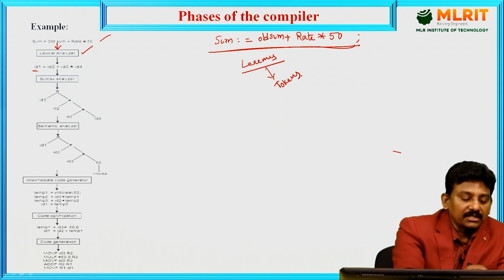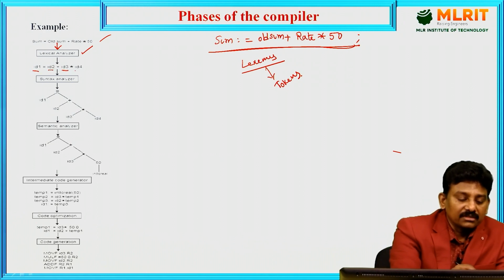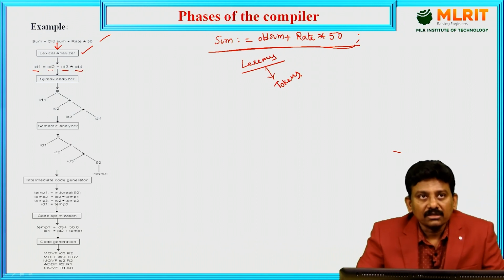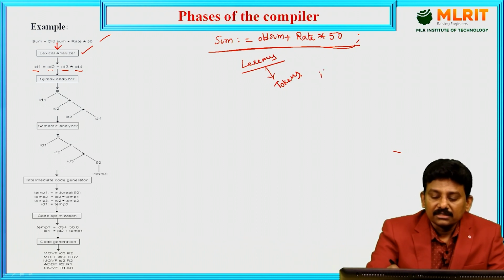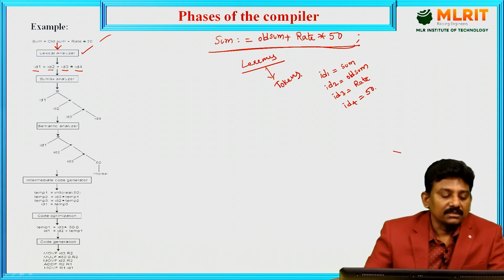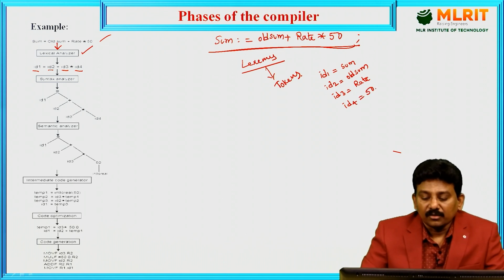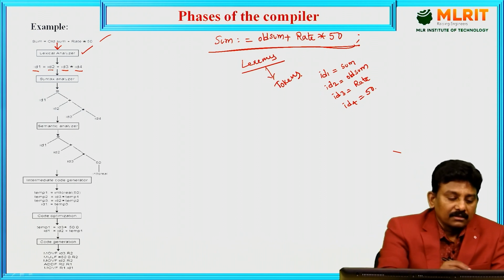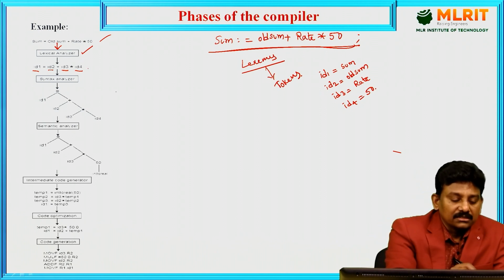Here identifier 1, identifier 2, identifier 3, identifier 4 are the tokens. Identifier 1 is sum, identifier 2 is old sum, identifier 3 is rate, identifier 4 is 50 number. Here star, plus are the operators. Then the output of the lexical analyzer is a sequence of tokens.